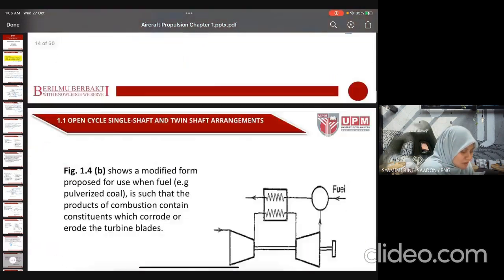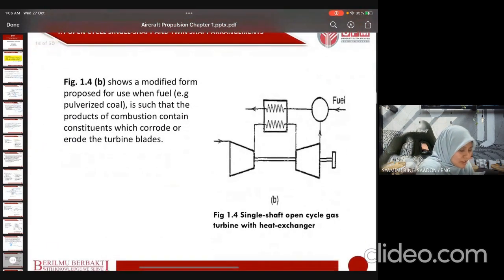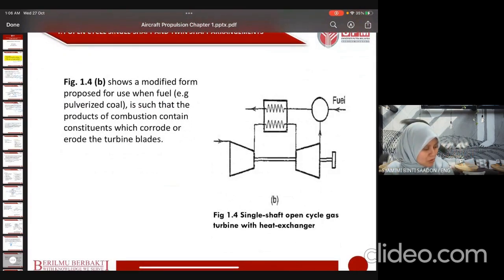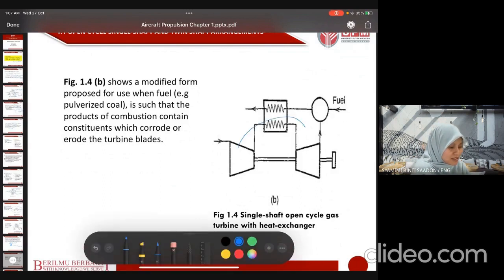Next, this one shows a modified form proposed for use when the fuel is such that the products of combustion contain constituents with corrosive properties. So this is another type, another type of single shaft open cycle gas turbine with heat exchanger. It's just that here, the heat exchanger is directed to the turbine first and then combustion. So it's a bit different than just now.